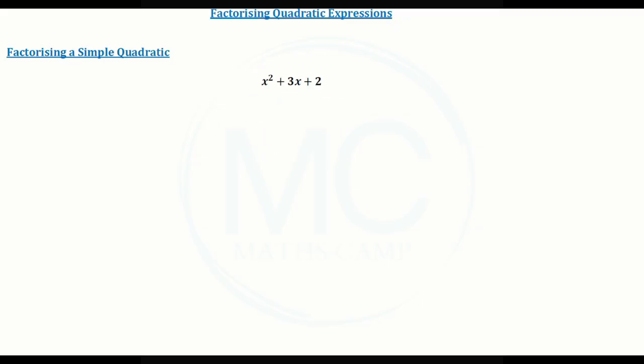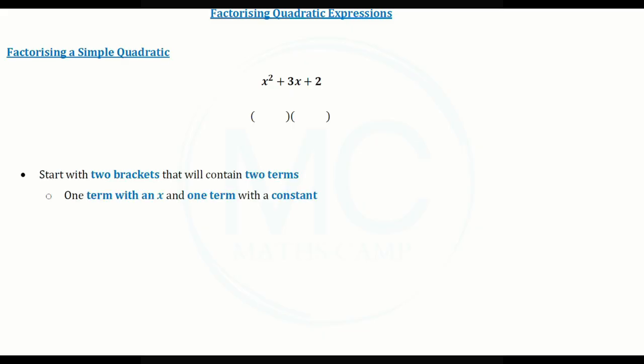Let's look at an example. X squared plus 3x plus 2. We start with two brackets that contain two terms, one term with an x and one with a constant. When you multiply the first term in the first bracket with the first term in the second bracket, your answer must be the first term of the quadratic. When a is 1, the first term in the quadratic is simply x squared, and we can see it up here. So the only two terms that can be multiplied together to give us x squared are x and x. So we know that x is the first term in each bracket.